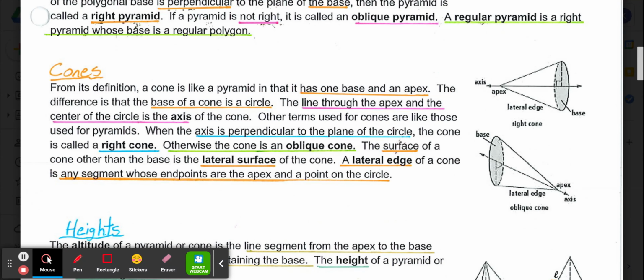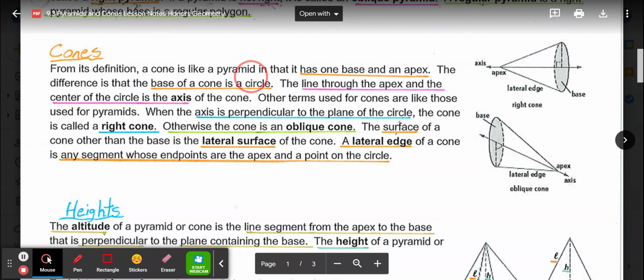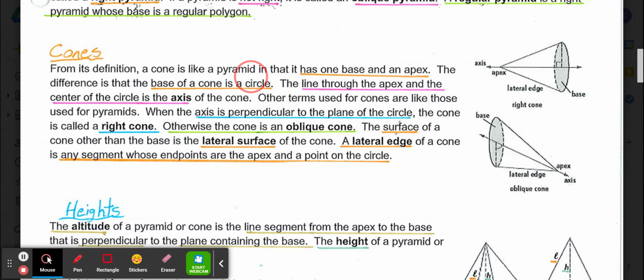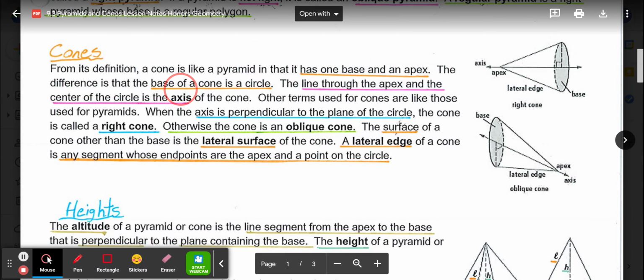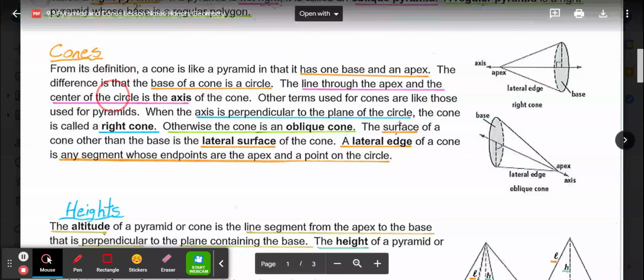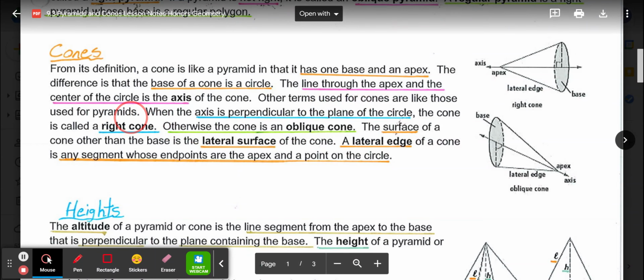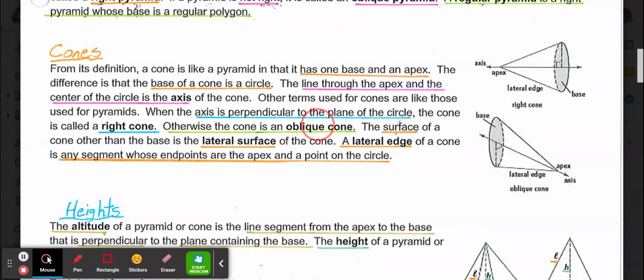Then we move into cones. From its definition, a cone is like a pyramid in that it has one base and one apex. The difference is, again, the base of a cone is a circle. So we have an apex and a base, but that base has to be a circle. The line through the apex and the center of the circle is the axis of the cone. Other terms used for cones are like those used for pyramids. When the axis is perpendicular to the plane of the circle, it's considered a right cone. Any other angle, it's an oblique cone.